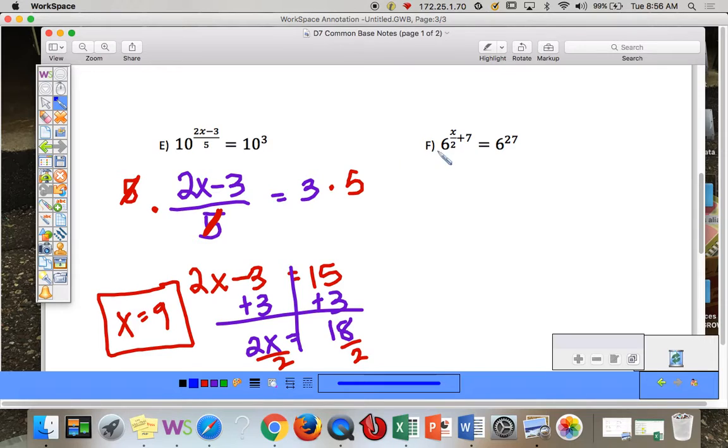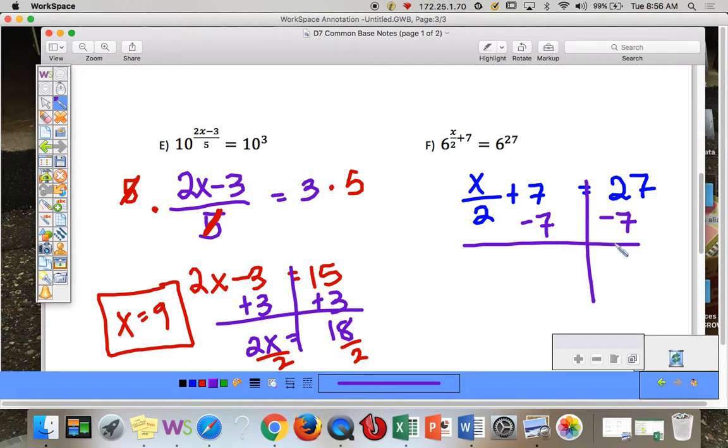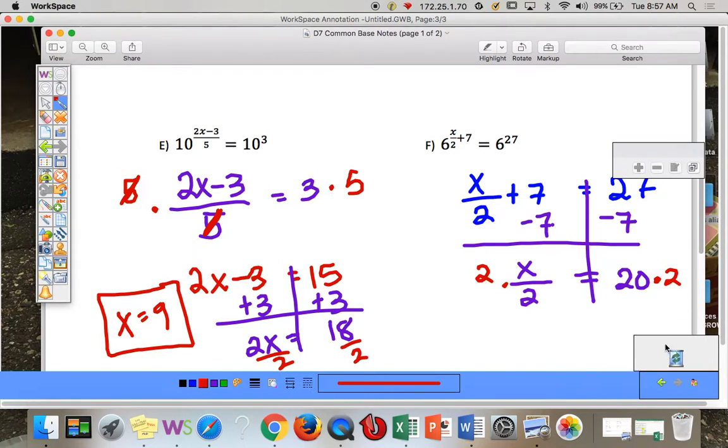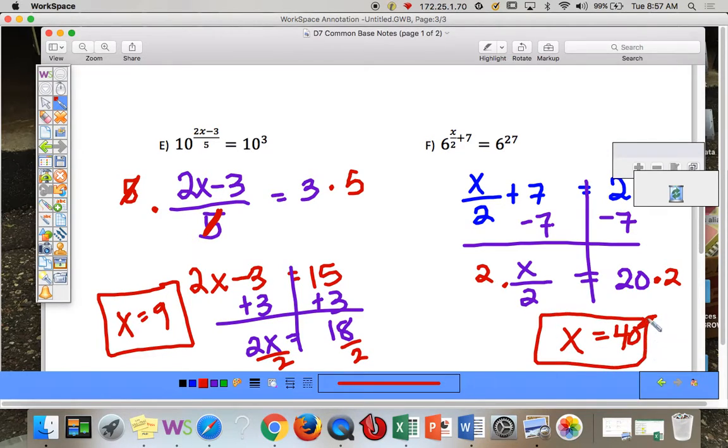And the last one, again, the bases are the same. So we want to know what makes x over 2 plus 7 equal 27. Here we had to get rid of the divided by 5 first, but here we want to get rid of this plus 7 first. So we're going to subtract 7 from each side. We get x divided by 2 equals 20. To get rid of a divided by 2, we're going to multiply each side by 2. When we do that, x will be 40. You could check your answer by plugging in: 40 divided by 2 is 20. 20 plus 7 is 27.